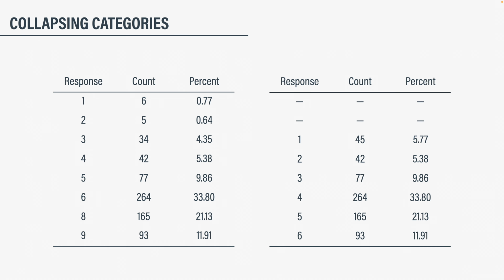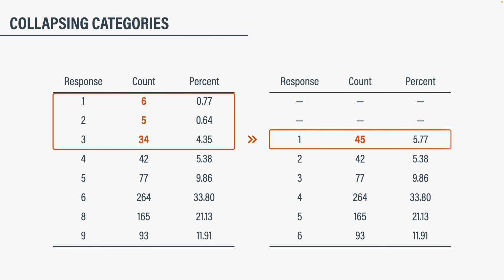To address the problem, we need to recode the original 9-point variable into a new 6-point rating scale. Here I take the lowest three categories and recode them into a single category. The table on the right shows the collapsed 6-point rating scale. As a rule, it's a good idea to inspect frequency distributions and crosstab tables for every discrete variable or pair of discrete variables in your model. Collapsing categories can be especially useful with multi-categorical nominal variables where some of the subgroups have very low cell counts.